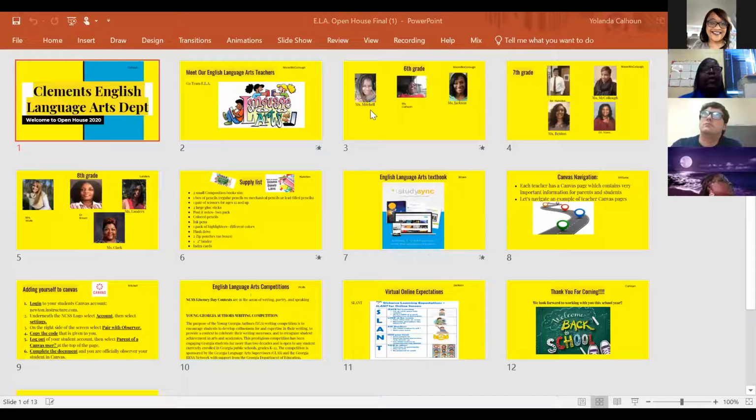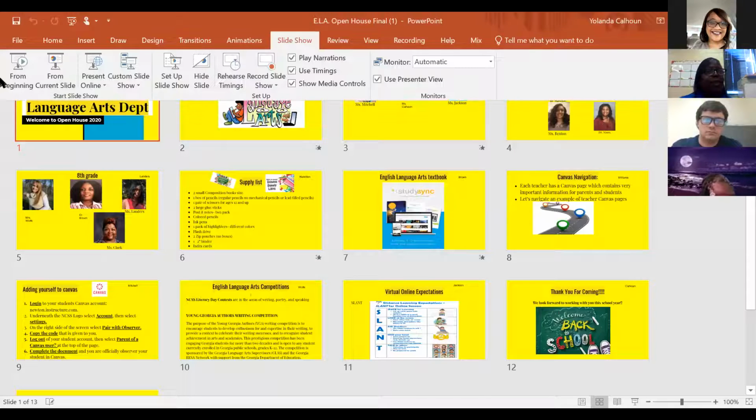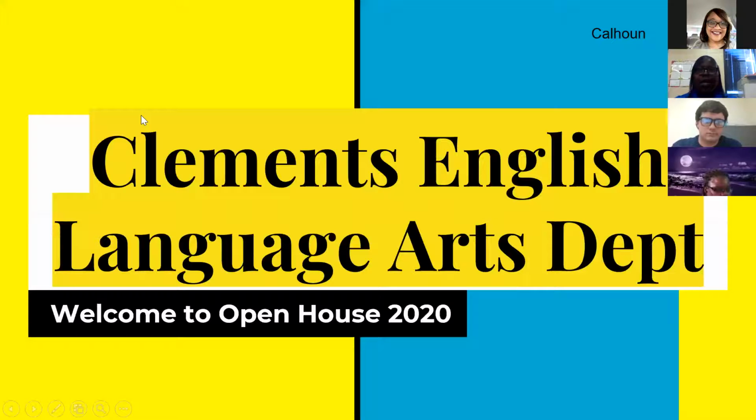Okay. All right, we are ready. I'm sorry for the delay. We had a couple technical difficulties, but I think we have them all worked out now. Okay, so my name is Miss Calhoun, and I am the Department Chair for English Language Arts. I want to take this opportunity to welcome you to Clements Middle School. We hope that you will have a wonderful school year. It's our goal today to share some valuable information with you that you will need as you proceed. So welcome, welcome, welcome.